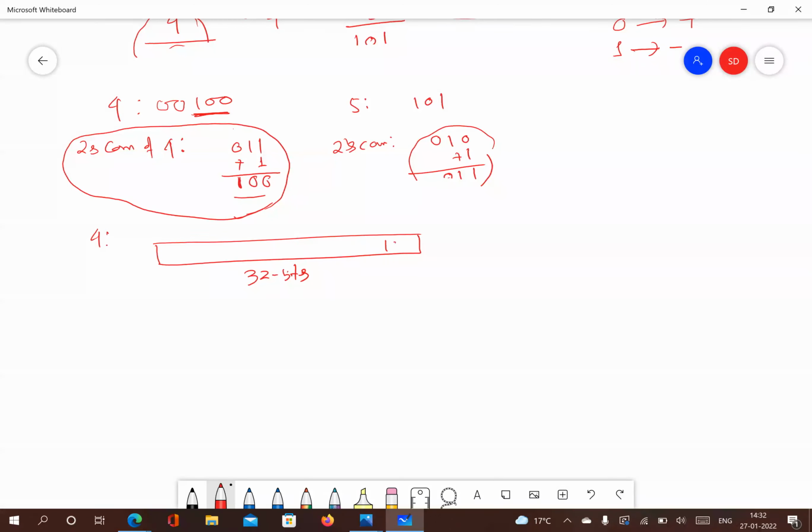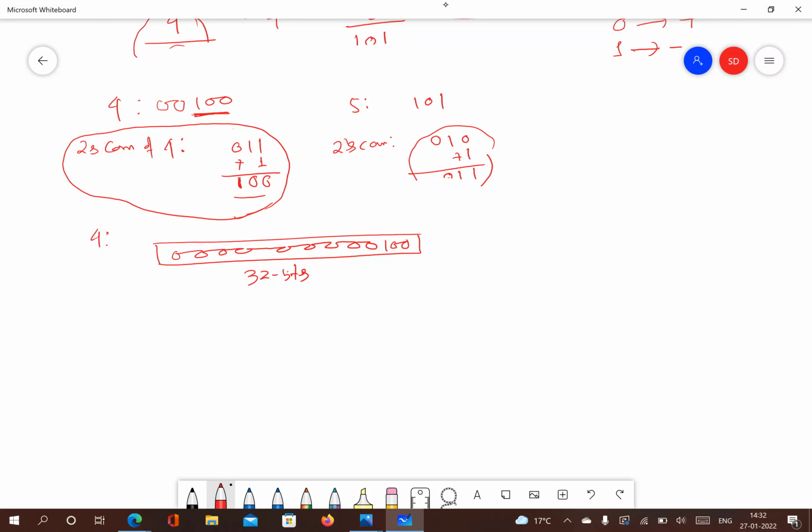So how will we represent it? The last 3 values will be 1 0 0, and all the values here will be 0 0 0. Maybe I am writing fewer 0s, but you have to assume that there are 32 bits. So all the leftmost bits are now zeros. So if this is your 4, how can we calculate the two's complement?